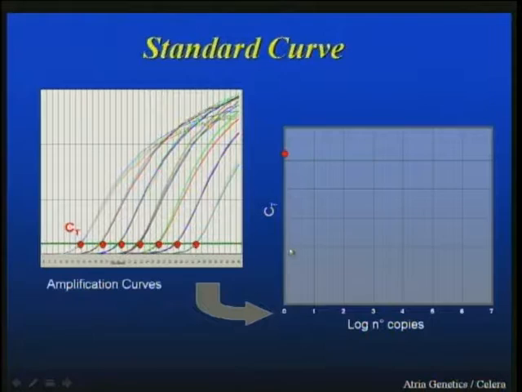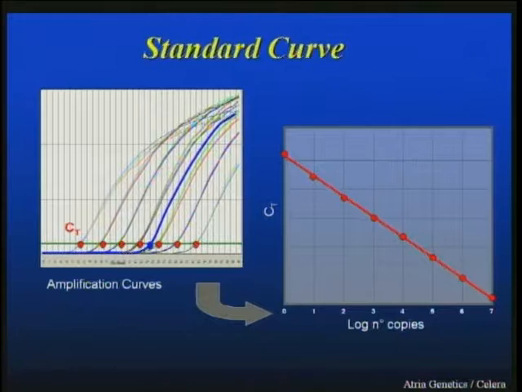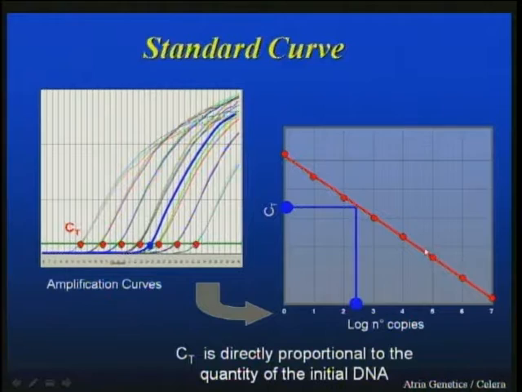And this can be plotted onto a graph where you have the CT values versus the log number of copies of your input DNA. And then if you had an unknown DNA sample that you ran, you could see what its CT value was, and then plot the CT value on this graph and determine what the log number of copies of input DNA that you put into the reaction was, since it's directly proportional. And this is essentially the logic that's used by the manufacturer, the Celera program, in order to determine what the percentage of a minor population in your mix would be.